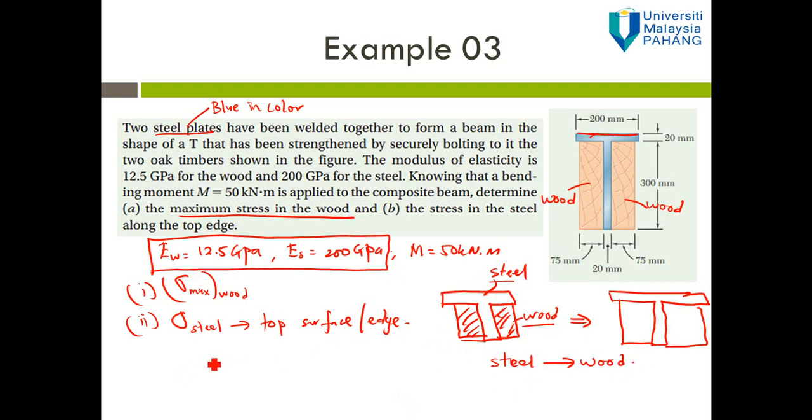So first we calculate the transformation factor N. N is equal to E steel over E wood, because we want to transform steel to wood, so the steel is at the top, over E wood. E steel is equal to 200 over 12.5. Using a calculator, you will get 16.